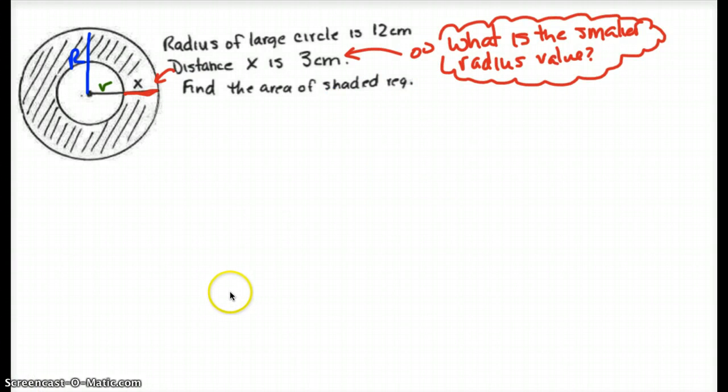Okay, here's one for you to try. The radius of your larger circle is 12 centimeters. The distance x is 3 centimeters. You need to find the area of the shaded region, which in this case is the annulus in question. One thing you want to consider is that if this distance x is 3, then can you actually figure out what the smaller radius value is? So again, pause this video and give it a shot, and then we'll check in with you in a minute.